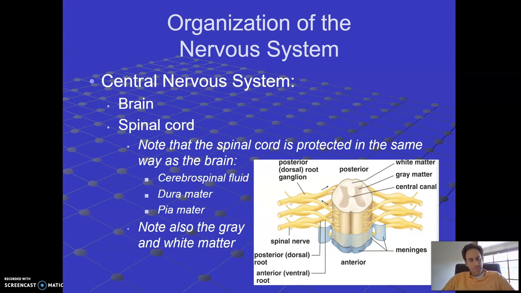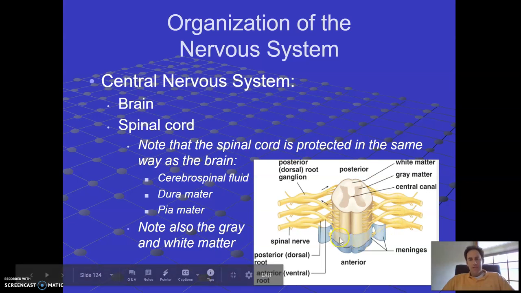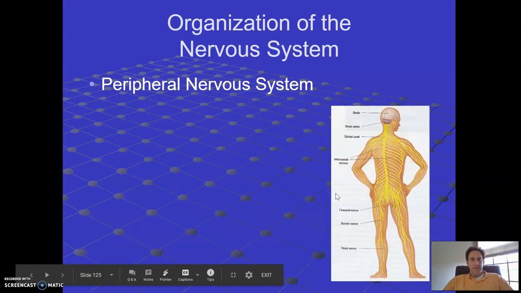So recall from the very beginning of this unit that there are these two divisions, the central and peripheral nervous system. Just want to remind you, the central nervous system consists of the brain and the spinal cord. And I just want to point out that the spinal cord is protected by the same structures as the brain. There's pia mater, there's dura mater, and then there's cerebral spinal fluid in between. So I just wanted to highlight that. Note also the gray matter and the white matter, things like that.